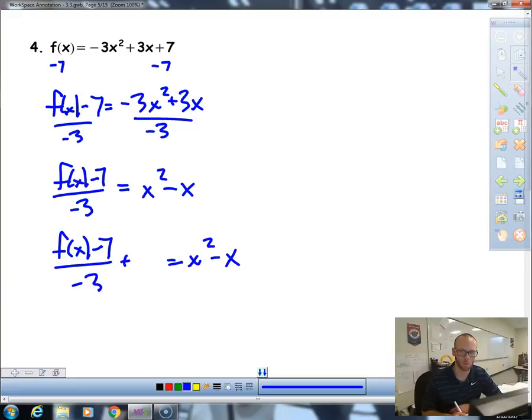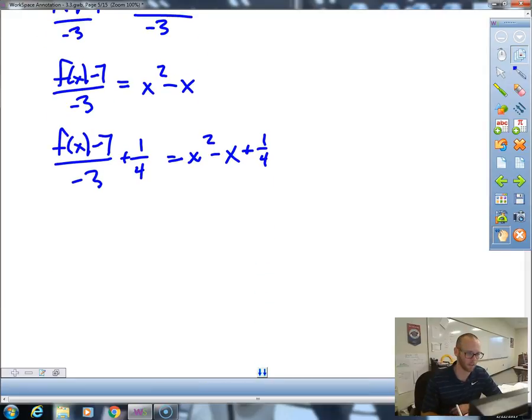B is negative 1. Can we handle some fractions? Negative 1 divided by 2 is negative 1/2. Squared, it's a 4th. Okay, not very often have we had to complete the square with a fraction, but hopefully this makes sense to you. Okay, that we're adding 1/4.